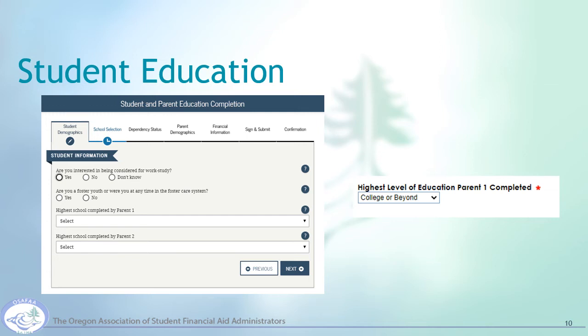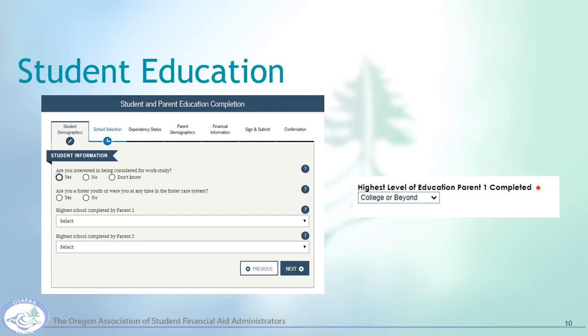The second question is regarding foster youth. Students should check yes to the foster youth question, even if they have been reunited with their family or adopted by a different family. The last two questions ask about the highest level of education the student's parents completed.